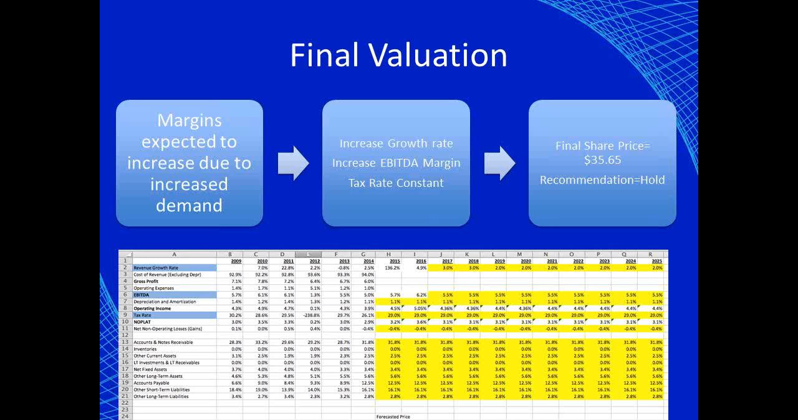In changing this, we increased the revenue growth rate to 3% in the first couple of years and then 2% in perpetuity. We also increased the EBITDA margin from 5% to 5.5% and kept the tax rate constant. So the final share price that we calculated was $35.65 per share, which is about $2 greater than the current stock price. So our recommendation is hold.